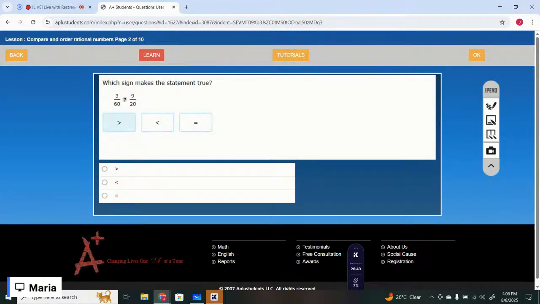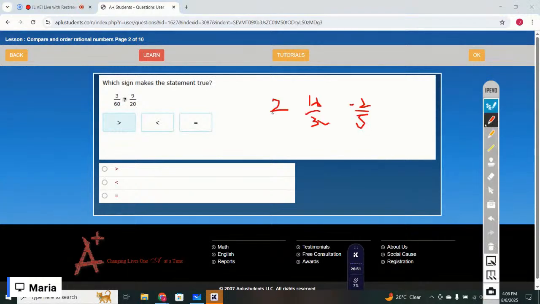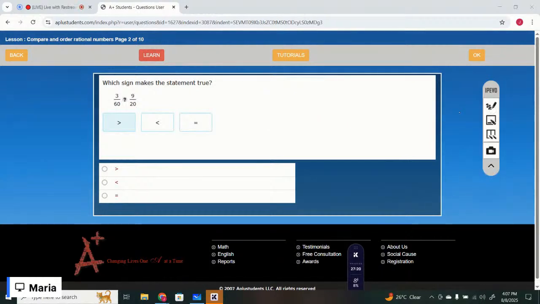Which sign makes the statement true? 3 by 20 and 9 by 20. 3 times 1 is 3, 3 times 20, and we have 9 over 20. So they have exactly the same denominator. Just look at their numerators. So 1 is less than 9. That means 1 by 20 is less than 9 by 20, so less it is. Option number 2 is the correct option, less it is.